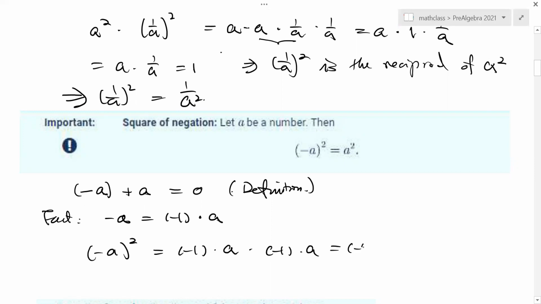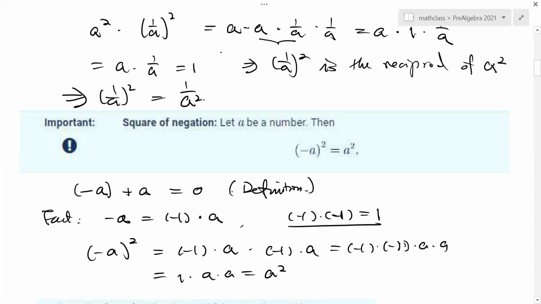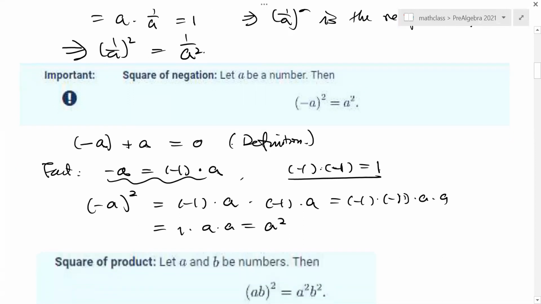Why? It's negative times negative, so you can move things around. It's negative 1 times negative 1, and A times A. As long as you agree that negative 1 times negative 1 is positive, it's going to be 1, and that's why it's A squared. That's the proof. We're using another fact, negative 1 times negative 1 equals 1, which we should know from the previous section. So we're using two facts to prove that. Remember, negative A squared is always equal to A squared.